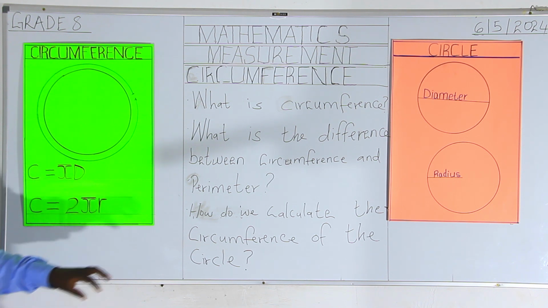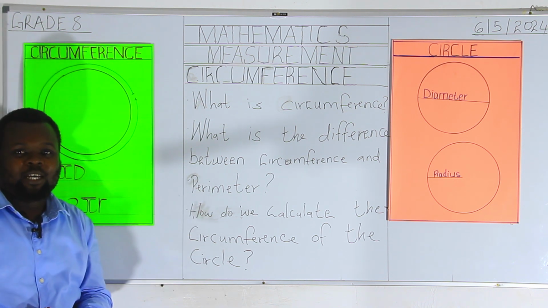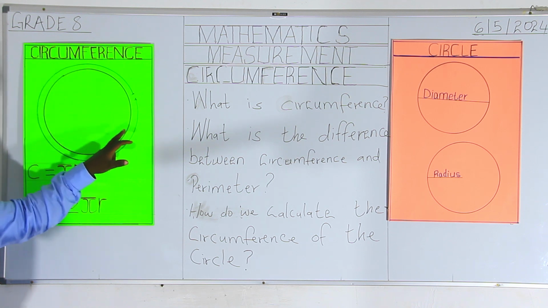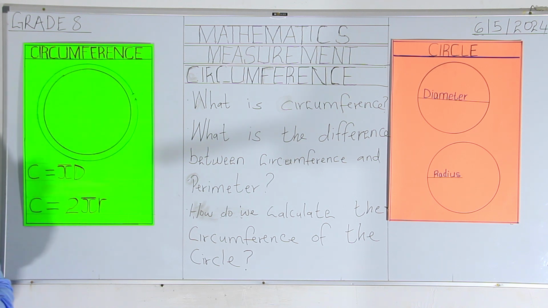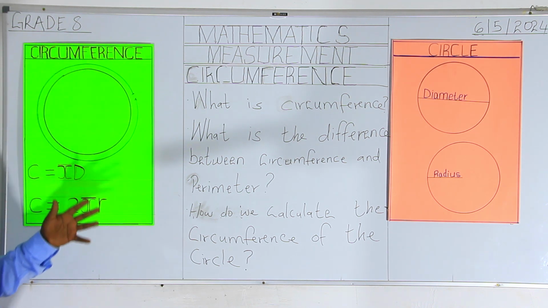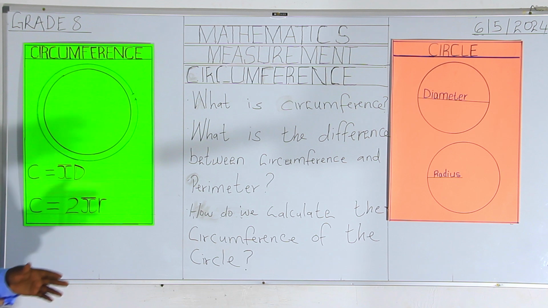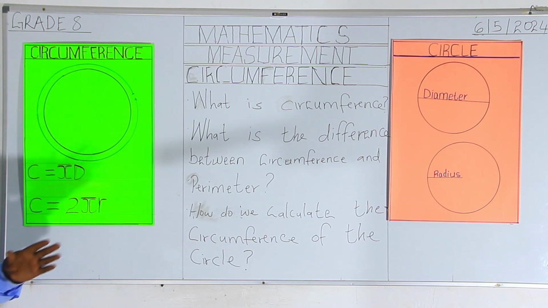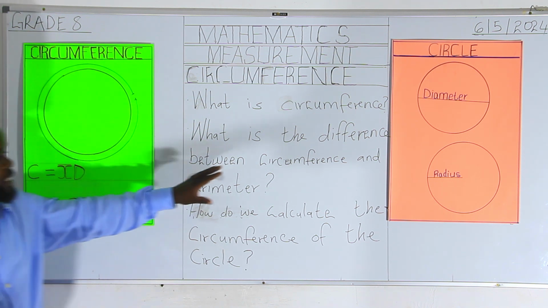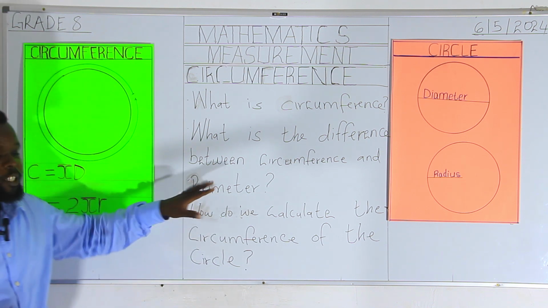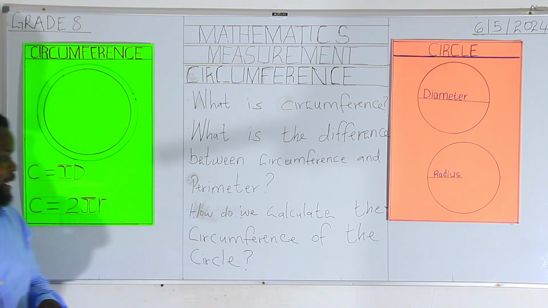Now, what is the difference between circumference and perimeter? We've said that circumference is the distance all around the circular figure, whereas perimeter is the distance all around a straight figure. A straight figure can be vertical or horizontal. So that is the difference. We must have the word circular in circumference, and perimeter must be on a straight line.